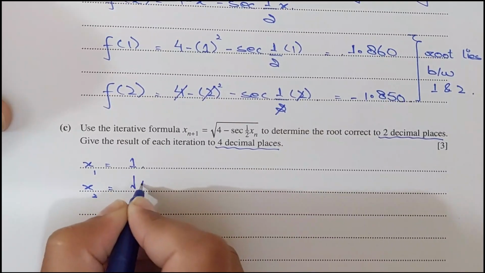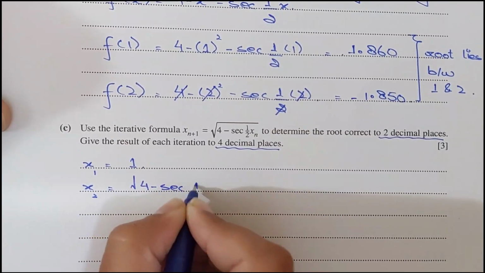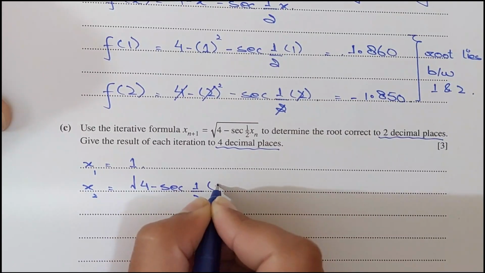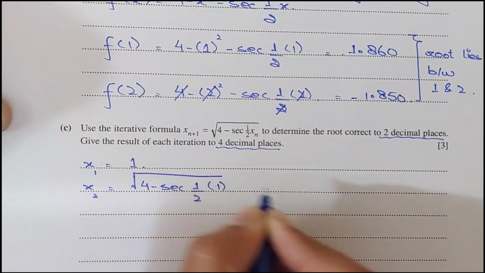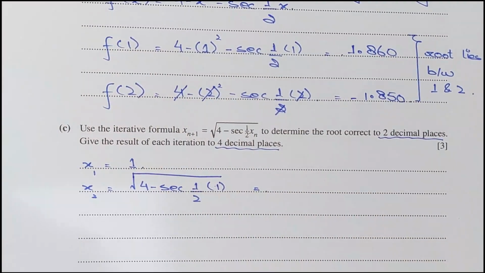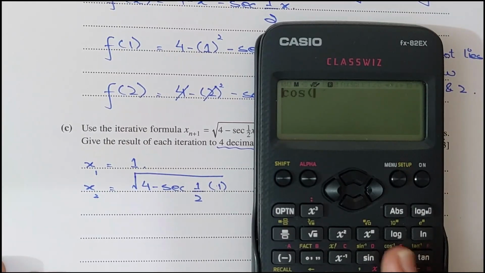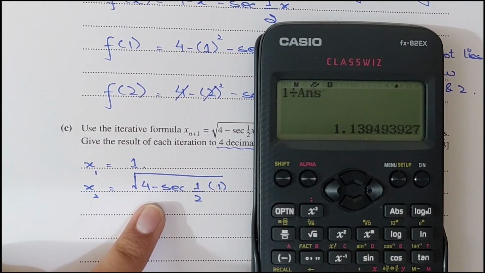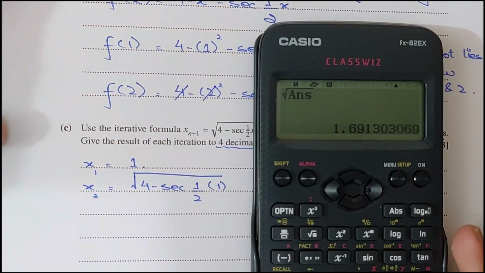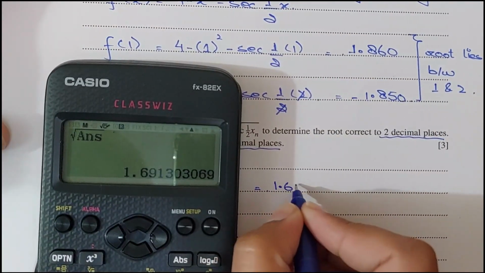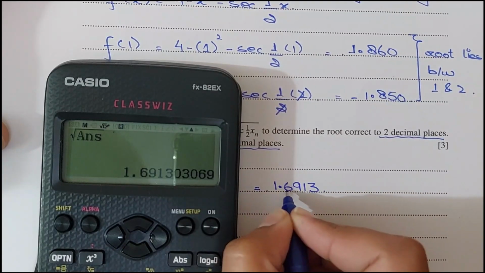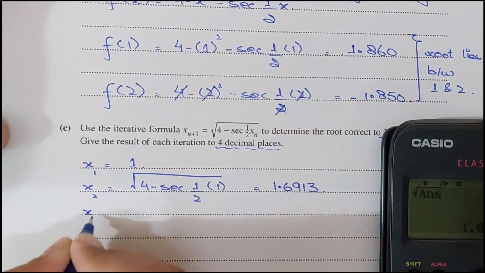x2 is x1 plus 1, so this equals the square root of 4 minus secant of 1 by 2 times 1, and square root. Up to 4 decimal places we have to solve. Okay, so we have secant 1 by 2. First we need to simplify. Secant is half, 1 by 2, and the reciprocal, 1 over the answer, right? And times by minus 1 and plus 4 and doing the square root. 1.6913 up to 4 decimal places. 1.6913, 1, 2, 3, 4. Yes.